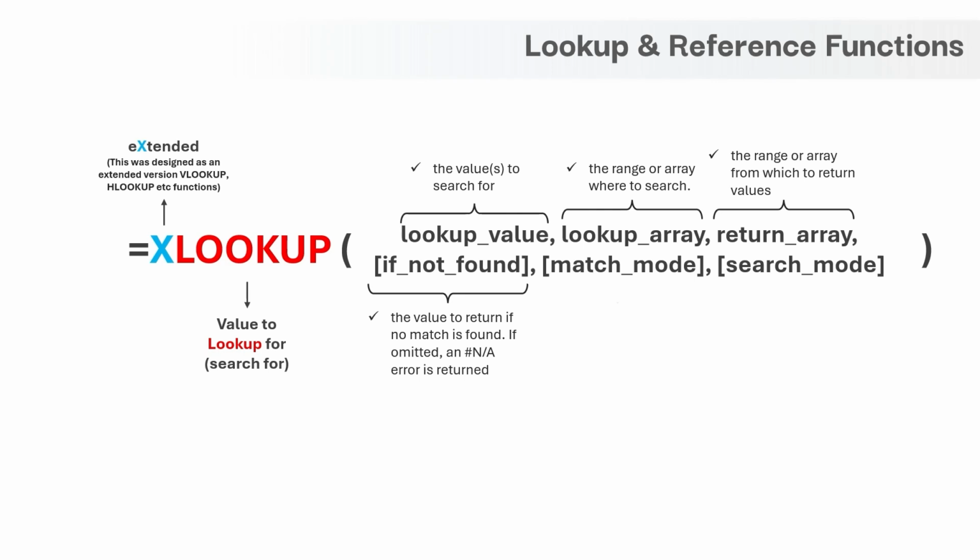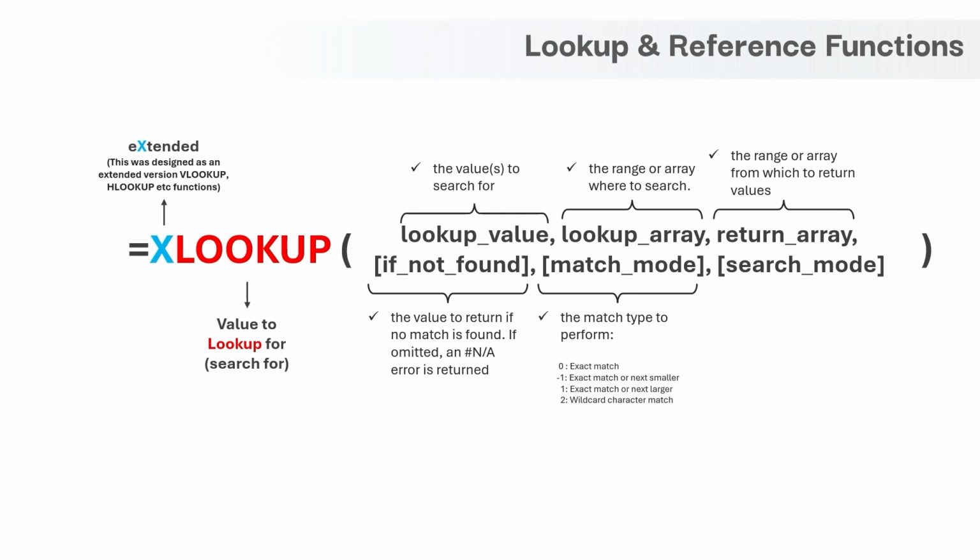Next is the match mode. It takes 4 different inputs. It's basically a type of match to perform. 0 is the default input and it is used for exact match. -1 for exact match or next smaller value, +1 for exact match or next larger value, and +2 for wildcard character match.